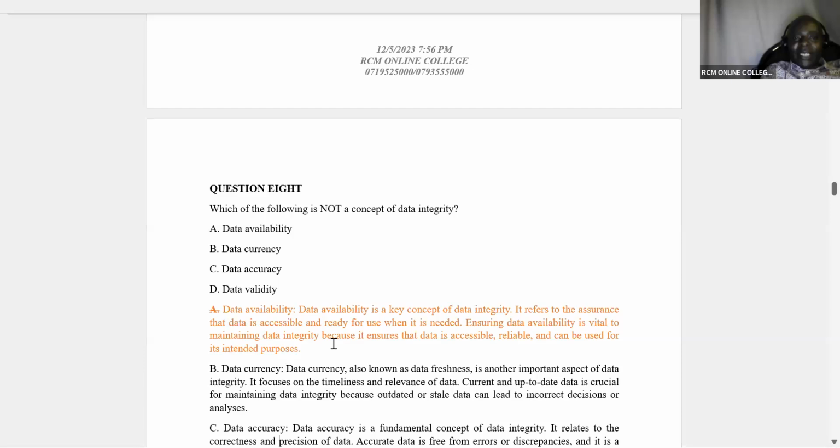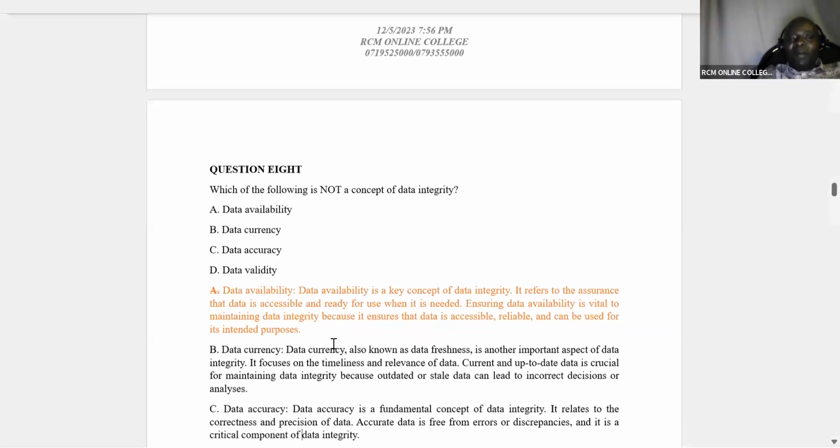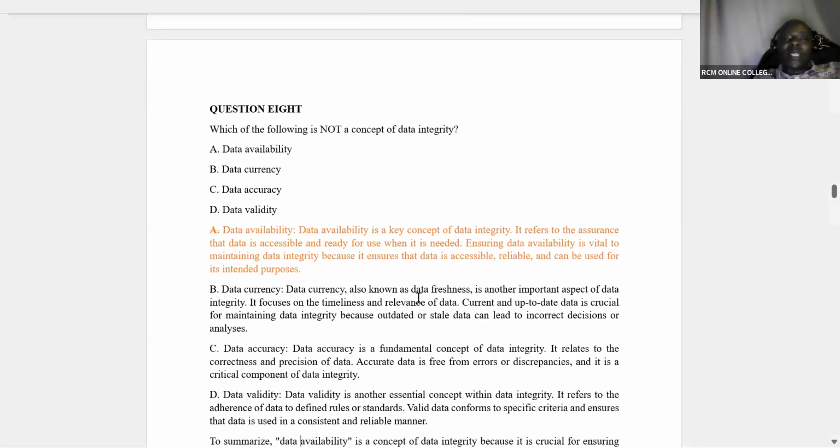Okay, we shall come back to this. Let's go to part B. We see data currency. Data currency, also known as data freshness, is another important aspect of data integrity. It focuses on the timeliness and relevance of data. Current and up-to-date data is crucial for maintaining data integrity because outdated or stale data can lead to incorrect decisions or analysis.